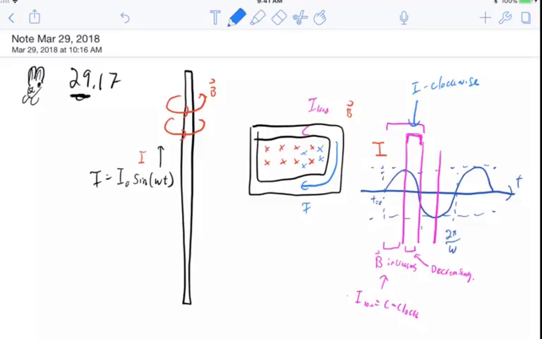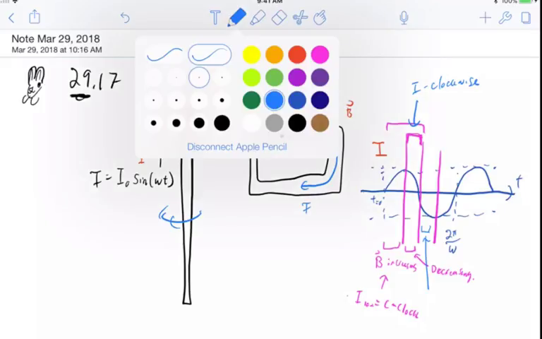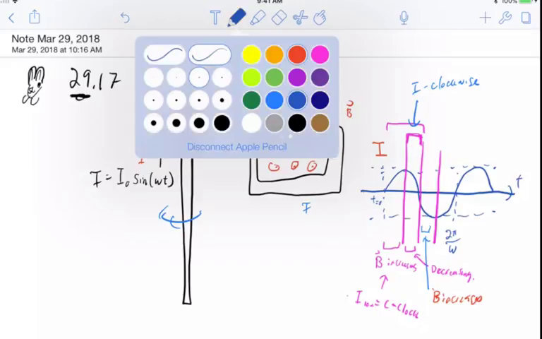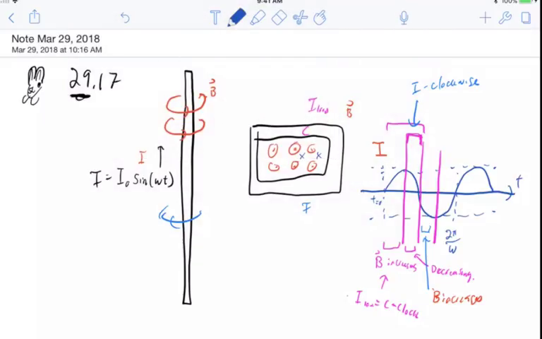Then for this time interval here, the magnetic field is pointing down through, so the current is going in the opposite direction. The magnetic field generated by the straight wire is going to be pointed like this, and it's going to be increasing in strength. So during that time, Lenz's law says it's going to generate a current to cancel out that strengthening magnetic field. So it's going to go that way, which is a current going clockwise again.